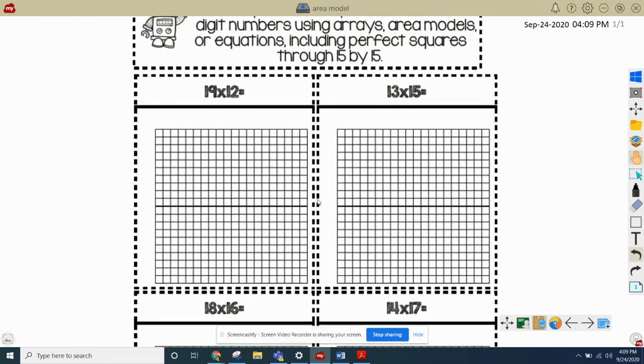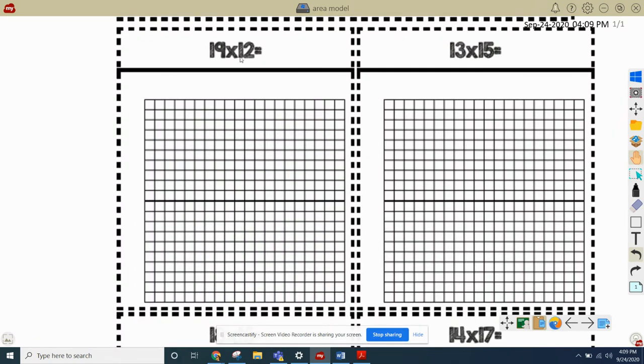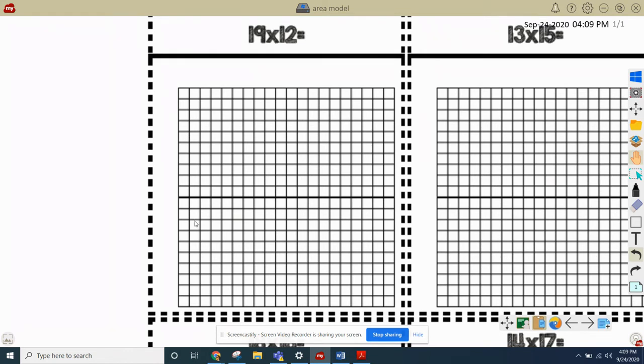All right, let's start with, we're going to look at these problems. Okay, we're going to start with 19 times 12, okay? Now, here is a picture of graph paper, which is like an area, and we can use that to make an area model. To make an area model of 19 times 12, we would count 19 rows and 12 columns and make one big area model like this. Okay, so 19 times 12.